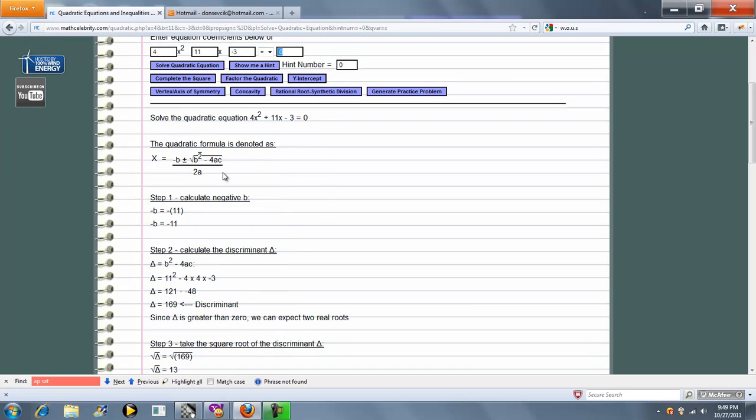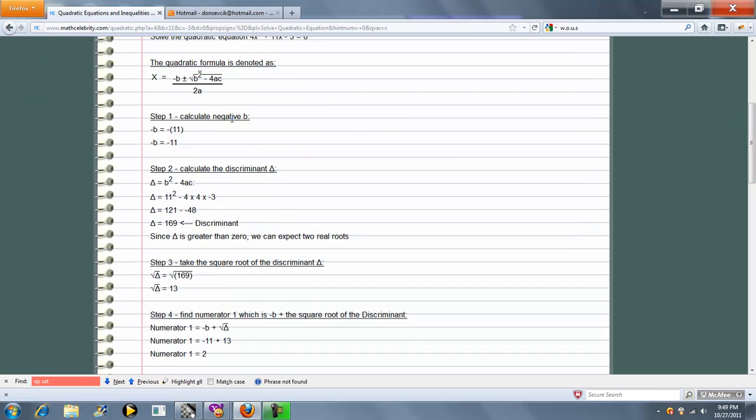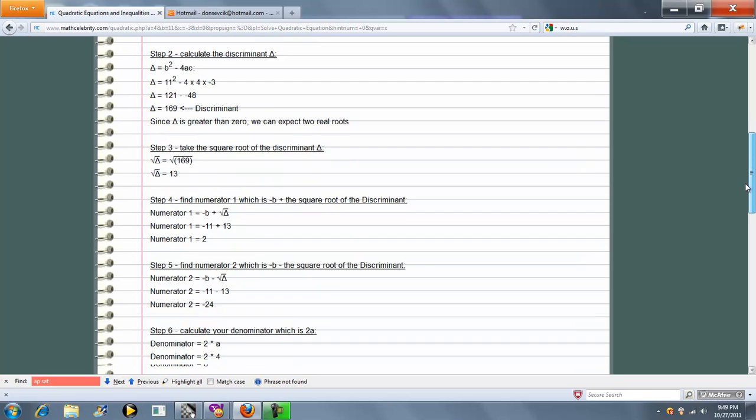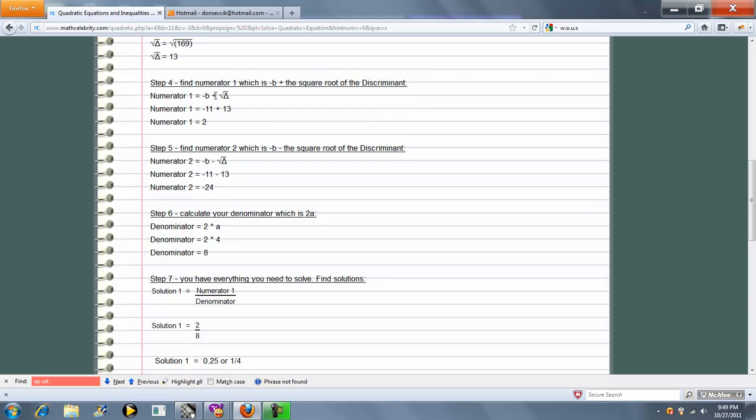So for those of you in algebra, you'll recognize the quadratic formula. What we do is we break it out. First we calculate the negative b, then we calculate the discriminant piece, which is actually the square root of b squared minus 4ac. Keep running down. We have our numerator 1, our numerator 2, and then our denominator, which is 2a.